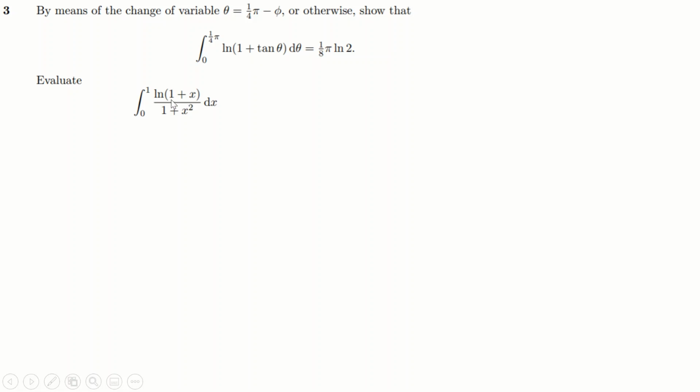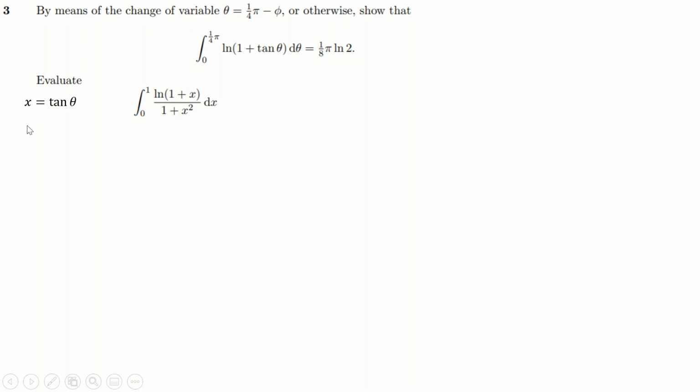Well, notice here, this is log 1 plus x. Here, the thing that I know how to do is log 1 plus tan theta. So what happens if I just replace the x with a tan theta? That at least makes the numerator the same structure as the thing that I know how to do and know the answer to. So let's replace the x with a tan theta. Let's make this my substitution.